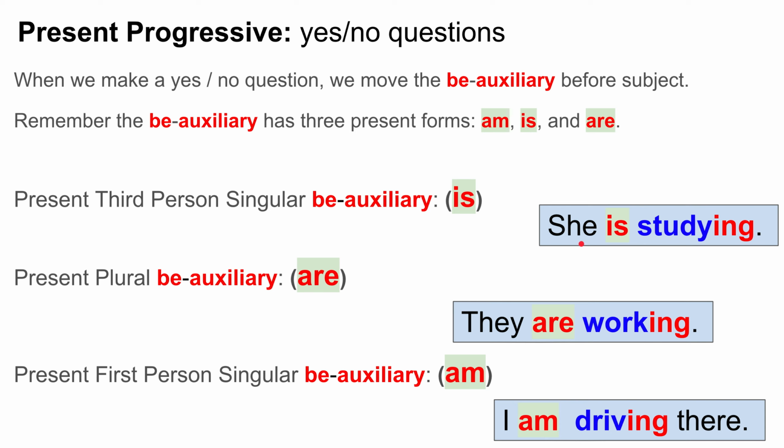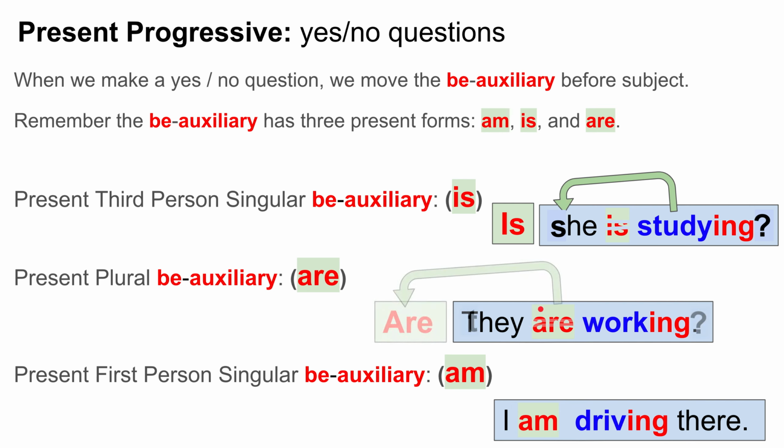She is studying. We move is before the subject. Is she studying? They are working. We move are before the subject. Are they working? And then, I am driving. We move am before the subject. Am I driving? So that is how we make questions with the present progressive.